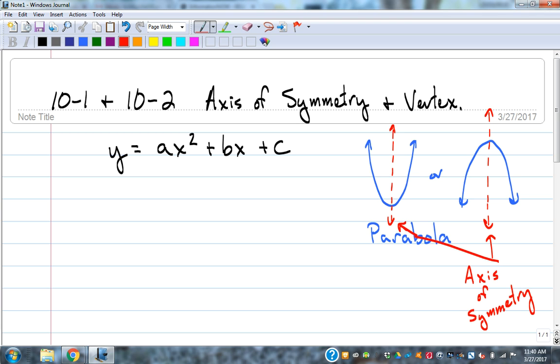The vertex is a very important point when you're talking about a quadratic. It's the lowest point or the highest point. So the lowest point right here is down in the bottom part of that graph, up here at the highest point. That's a very important part of that graph. That's the vertex. Okay.